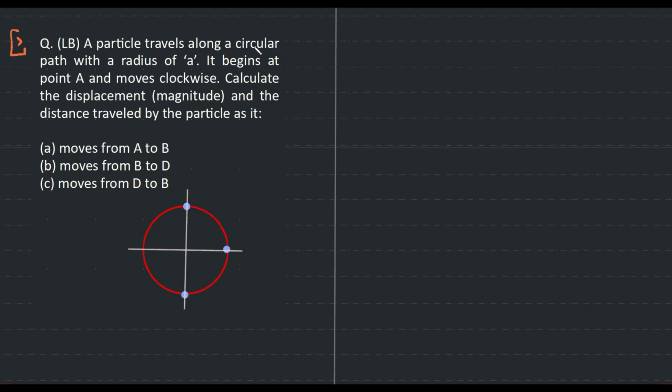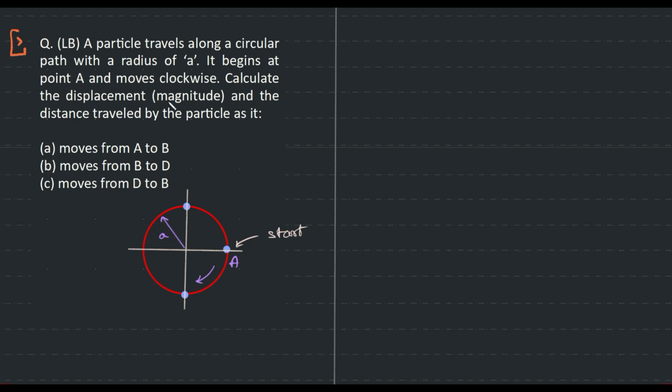A particle travels along a circular path of radius a. So we have a circular path. Say this is the starting point, and this is of radius a. It begins at point A, so we'll call it point A. It moves clockwise, so this is clockwise. It begins at point A and moves clockwise.